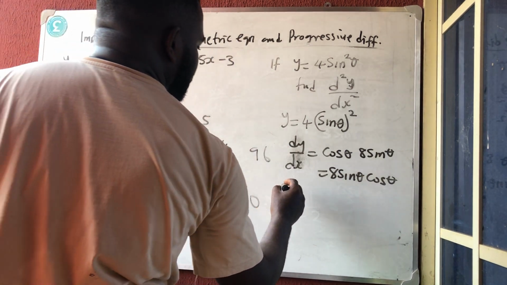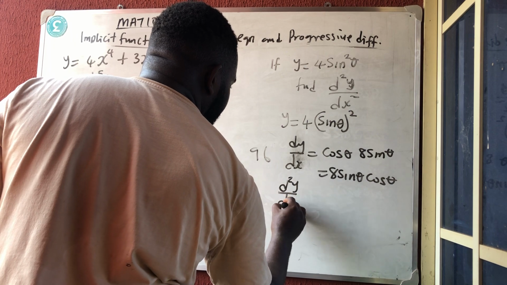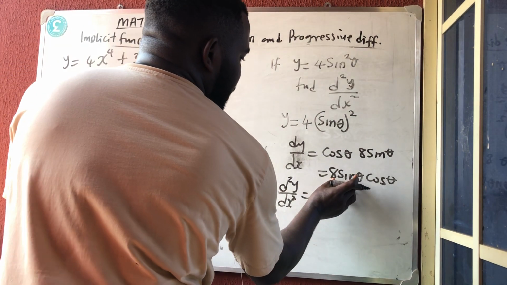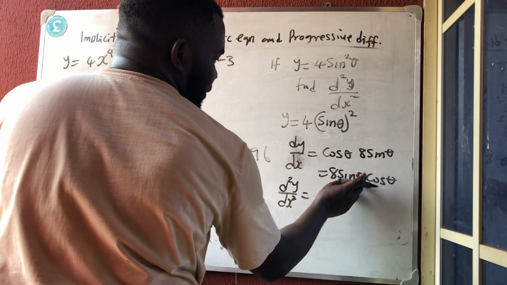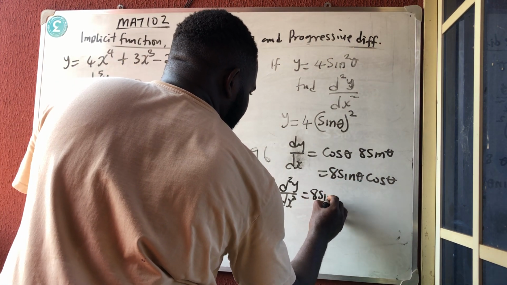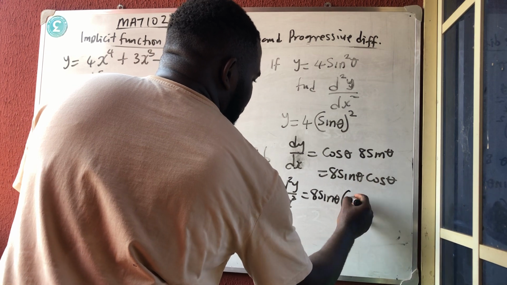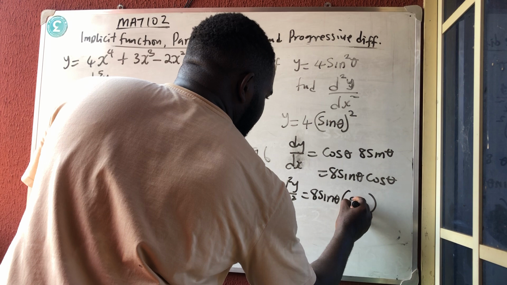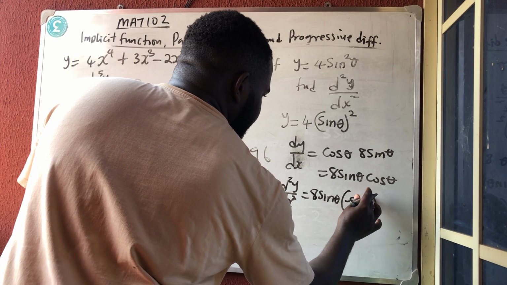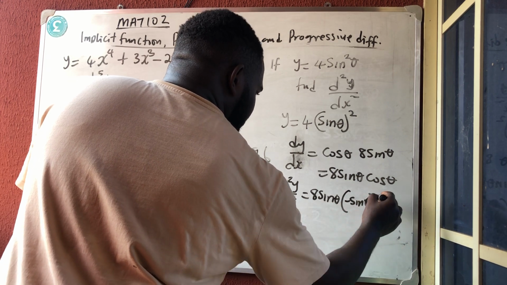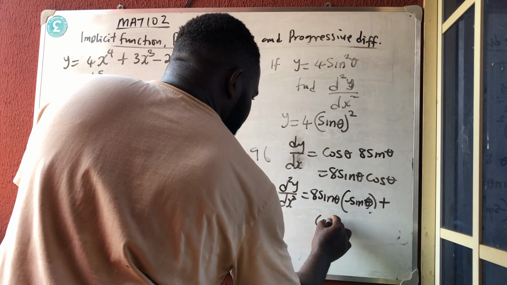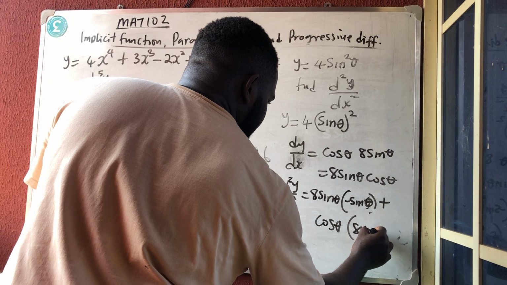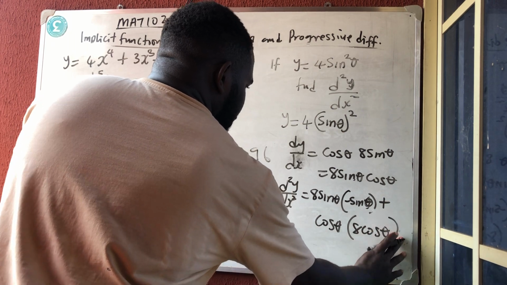So the second one should be what? The d2y over dx squared. If you look at it, this is now product rule. And product rule said, leave the first one. Let me call 8 sine theta the first one. Leave the first one, 8 sine theta. Differentiate the second one, which is cos theta. If you differentiate cos theta it is minus sine theta. Sorry. Okay? Plus, now leave the second one, which is cos theta. Differentiate 8 sine theta. I have what? 8 cos theta. So what do you have now?